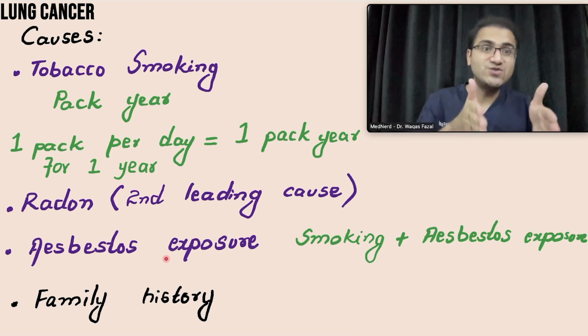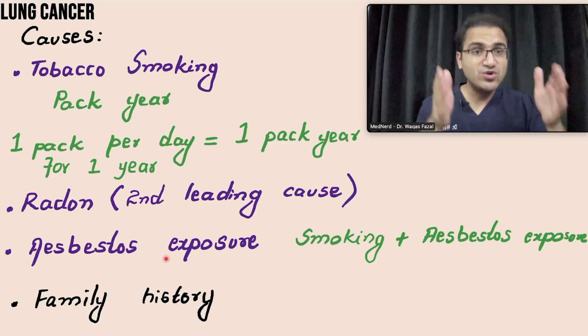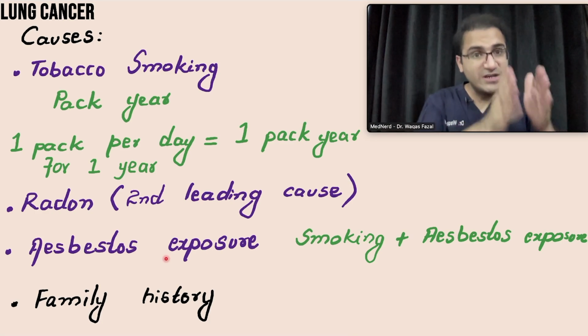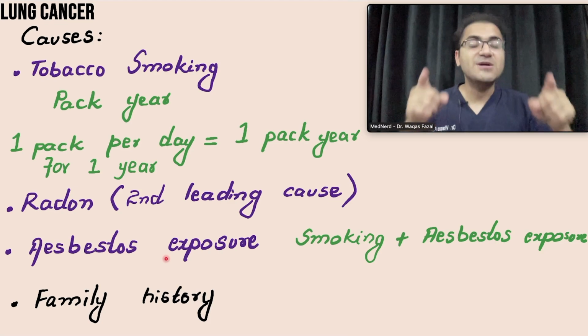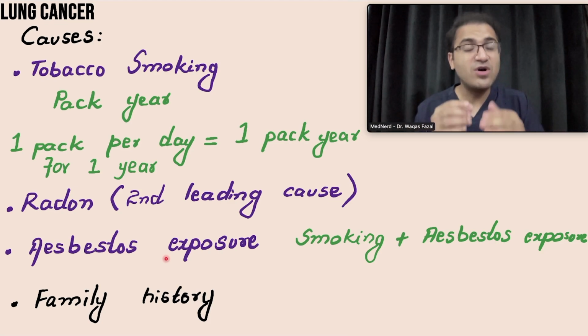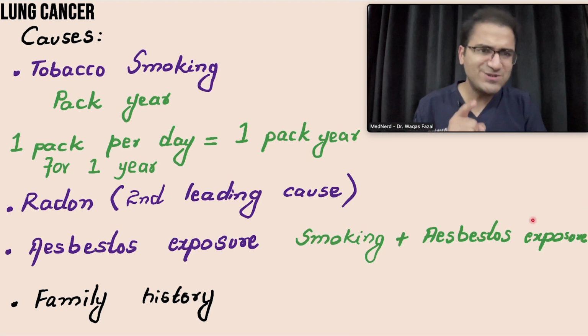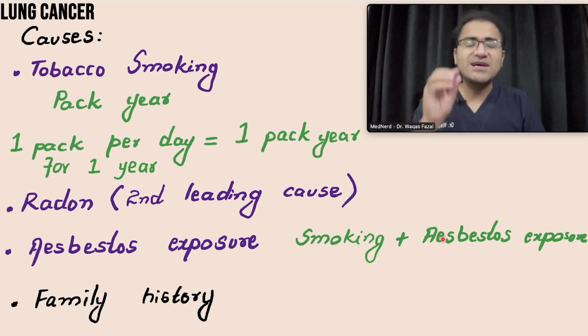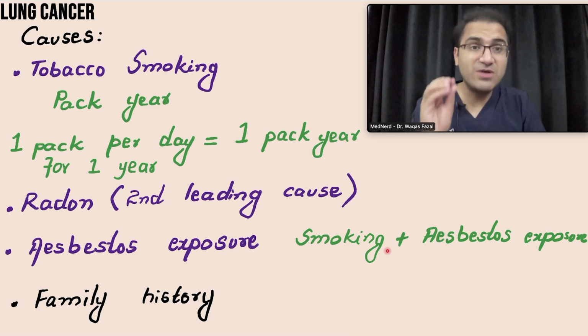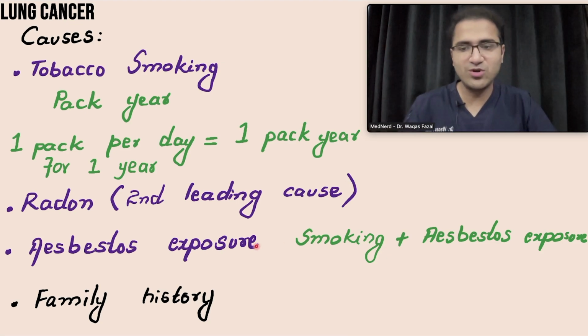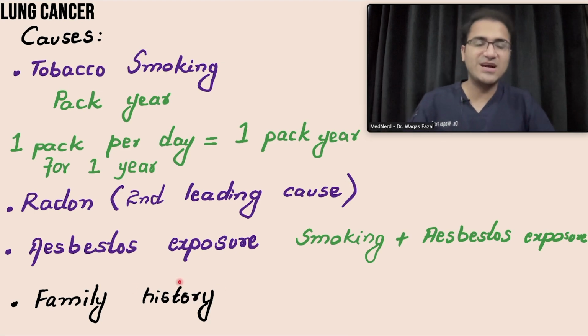Asbestos is present in the insulations that is placed in the walls and in the roofs. Those construction workers who have exposure to asbestos continuously, those who are working on the roofs, these patients are at risk of developing lung cancer if they have an exposure of 20-30 years. And remember, if the patient is exposed to asbestos and that patient is also a smoker, there is a synergistic effect and that patient will develop lung cancer very rapidly. I have talked about asbestos exposure in detail in my video on pneumoconiosis. And there can be a family history where someone else in the family is also affected by lung cancer. But remember, tobacco smoking is the most common cause, radon as the second leading cause of lung cancer.